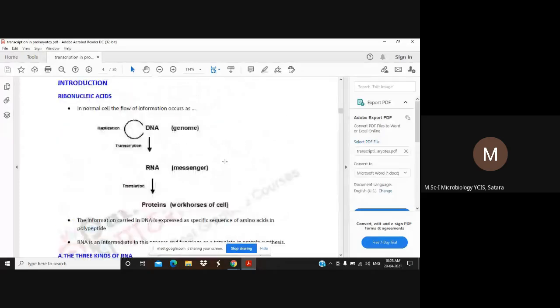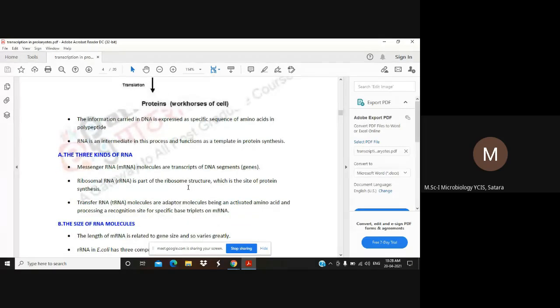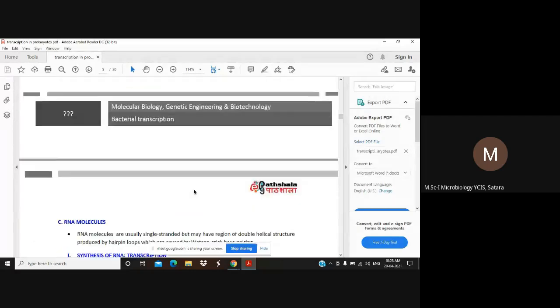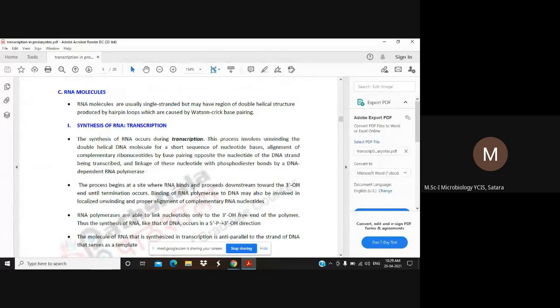So we have seen the central dogma of molecular biology, that is, how DNA is converted into mRNA and from mRNA proteins are produced. Then we studied three kinds of RNA: mRNA, rRNA and tRNA. Then the size of the RNA molecule. After that, synthesis of RNA, the process is called transcription. The process involves unwinding of the double stranded or double helical DNA.